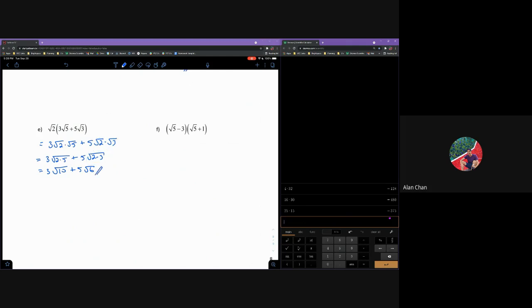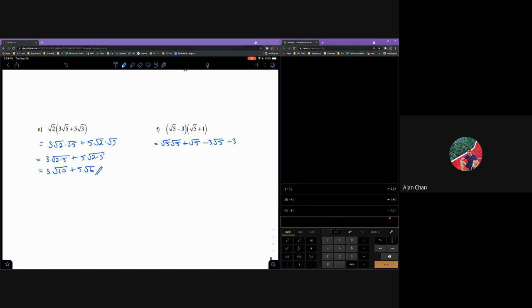We're done. And the final question for this fantastic Friday is this FOIL question. So this one we need to completely FOIL. We're going to start with root 5 times root 5. I'm just going to write it all out first, and we'll deal with what this actually means. Then we have root 5 times 1, so plus root 5. Then we have minus 3 times root 5, so minus 3 root 5. And then we have minus 3 times minus 1, which is minus 3.